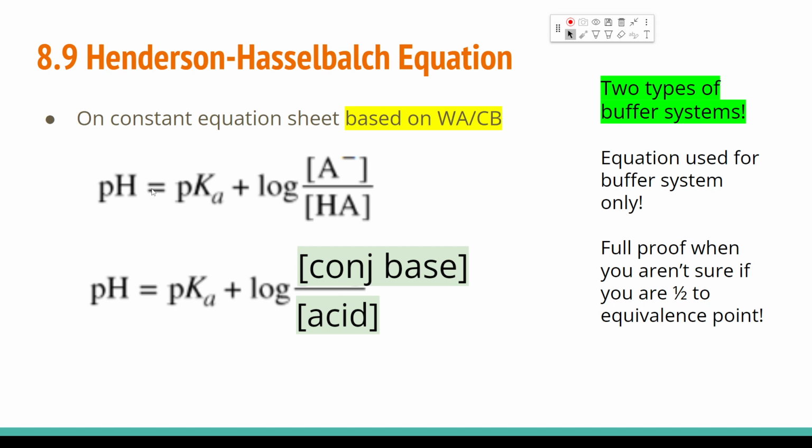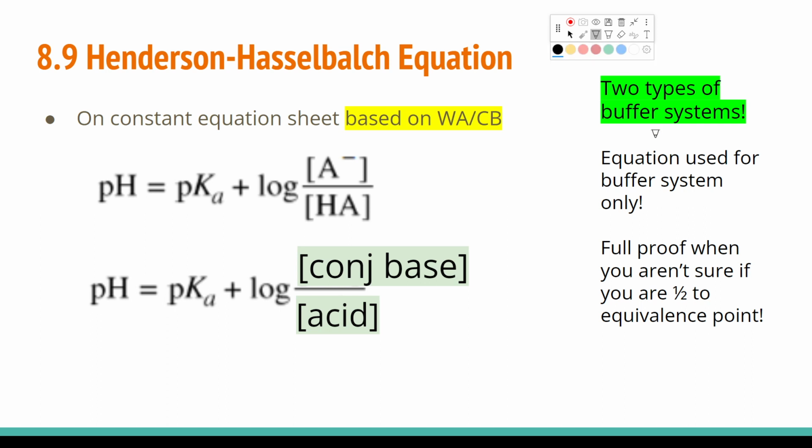Now remember, this HH equation is only for buffers. So you only calculate this when you have a buffer, when you have the weak acid and the conjugate base, usually in a salt, or again the weak base and conjugate acid, usually in a salt. And if you're unsure from section 8.5, if you're halfway to the equivalence point, the HH equation will not fail you. So as long as you know you're in the buffer system, just use the HH equation and you should be able to calculate pH.